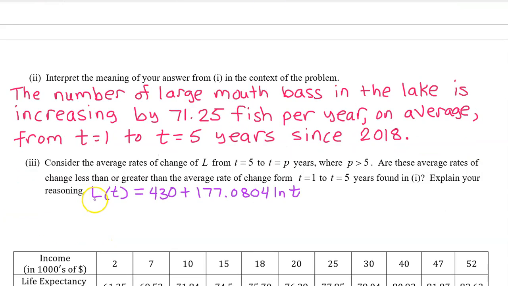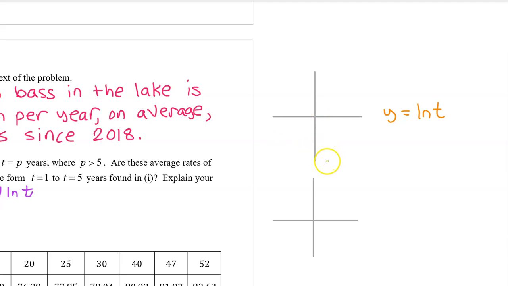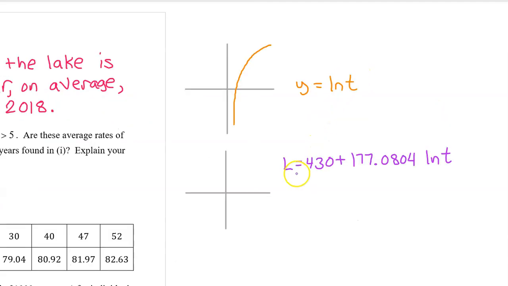Start by writing down the model with A and B filled in. So L of t is equal to 430 plus 177.0804 natural log t. The key to this question is the graph of L of t. We have memorized that the graph of the parent function natural log t looks like this. The graph of L is a vertical translation of the parent function and a vertical dilation. Neither of those transformations is going to change the overall look of the graph. So L of t still looks like this.